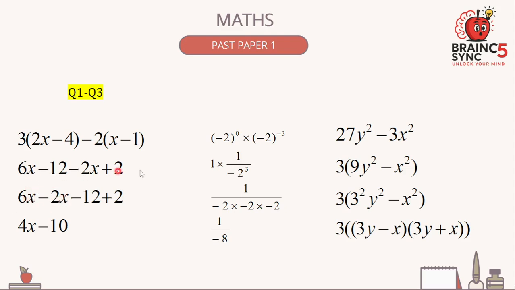Now, the next step is to collect the like terms. This and this are like terms. 6 minus 2x is 4x. And this and this are like terms. They will be collected: negative 12 plus 2 is negative 10. You end up with this.